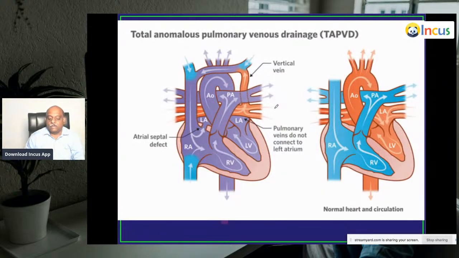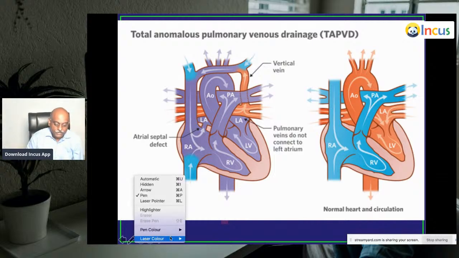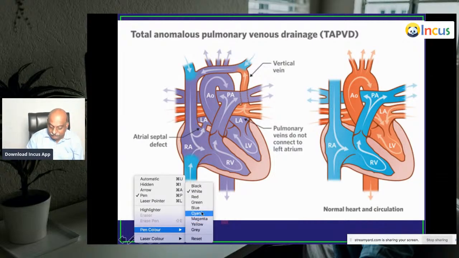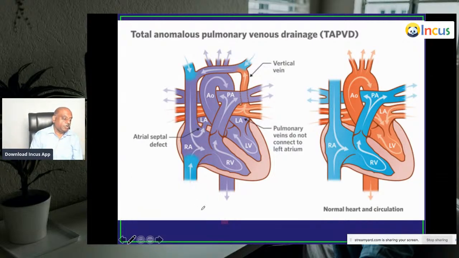Supracardiac is most common. So, my dear Indians, some of you are going to become top cardiologists within a short period of time. So, you have a pulmonary vein, the right and left pulmonary veins.